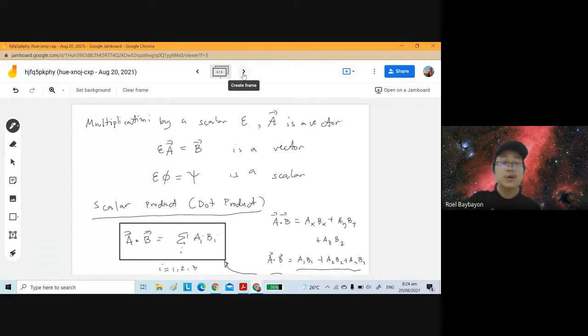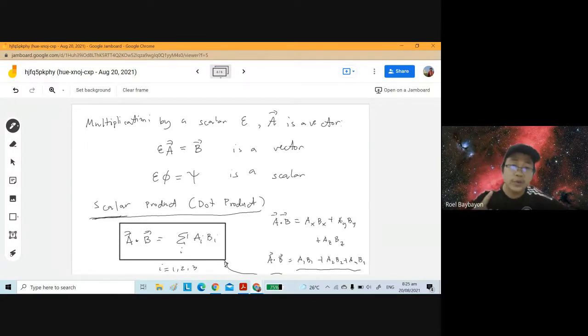3. Now, the scalar product, its resulting quantity is a scalar. Okay? Take note, it is called a scalar product because if you dot product two vectors, what you get is just a scalar quantity. And take note, we defined scalar as invariant under coordinate transformation.